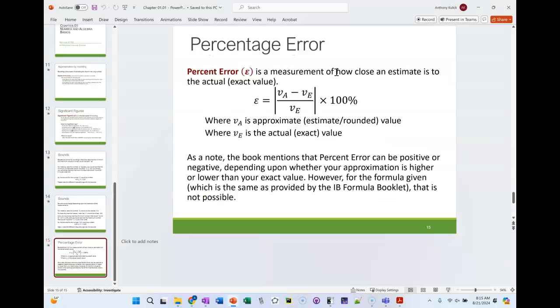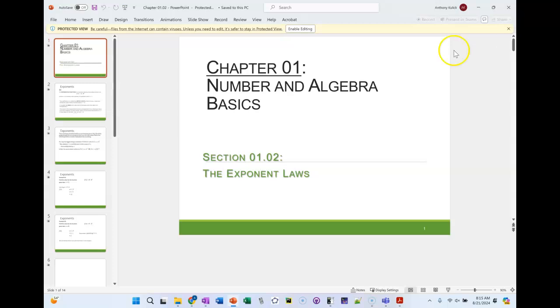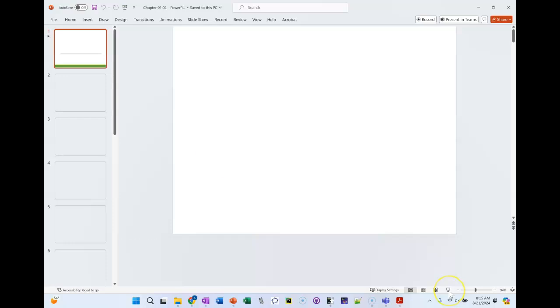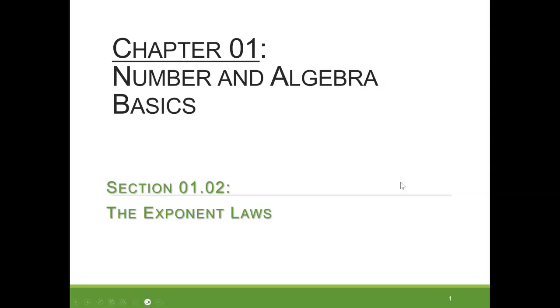All right. So that was section 1. Let's look at section 2. In section 2, it's just some review of some basic algebra rules, which is okay, right?